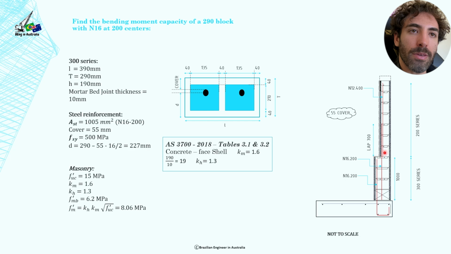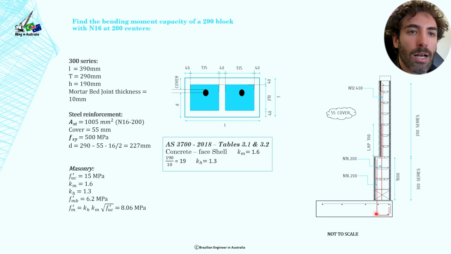We're going to lap 700 millimeters with N12s at 400, okay, because we're not going to use N16 at 200 all the height of the wall, because that's not economical. So we can use a smaller bar up here where the bending moment is smaller. That's why I mentioned previously that we want to know what's the bending moment from here up to here, so that we can check that N12 at 400 works. And how you do that, you pretty much do the same check that we're going to do in the next slide for the N16 at 200.